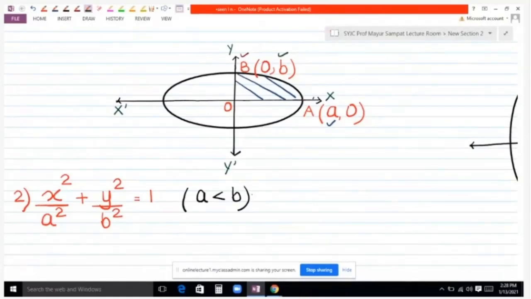Let me study about the second form. So, what is the second form? x square upon a square plus y square upon b square is equal to 1. Now in this, the x-intercept is considered to be smaller than the y-intercept.